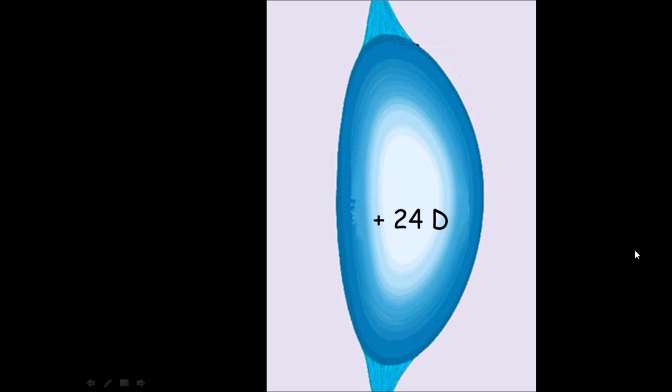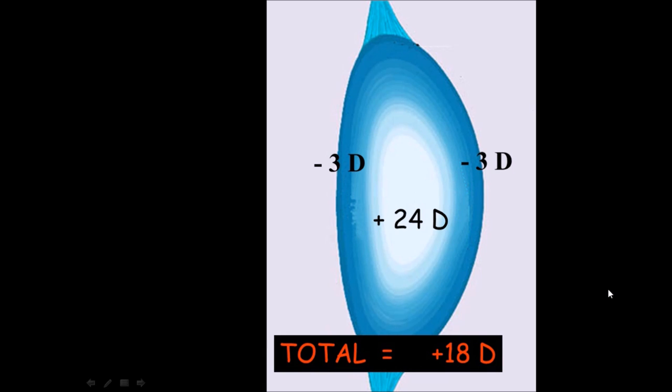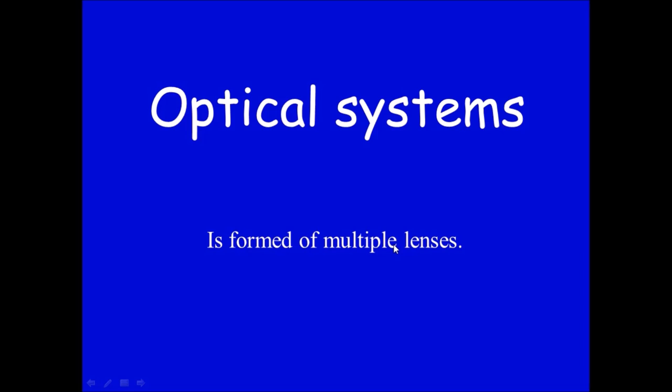1.33. The nucleus of the lens has a power of plus 42, while the cortex has a power of minus 3 diopters in front, and the layer behind is another minus 3. So the total power of the lens is plus 18. Now, what's an optical system? An optical system is a group of lenses together that will form the optical system.